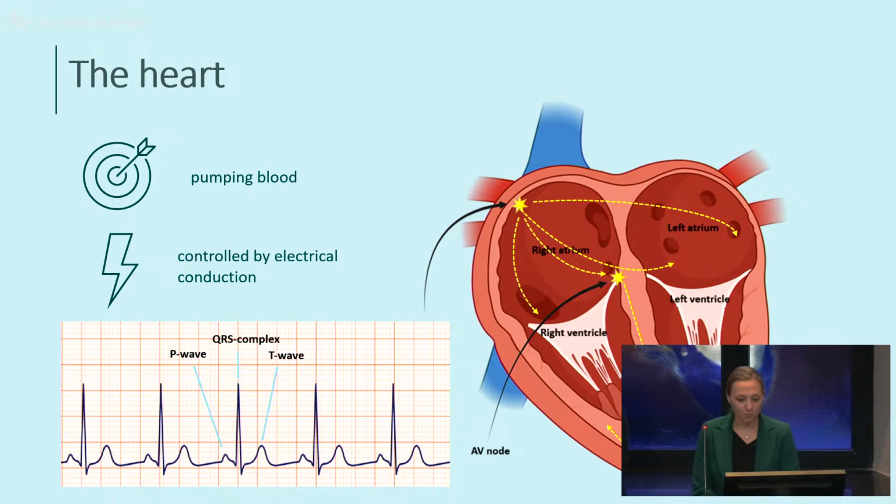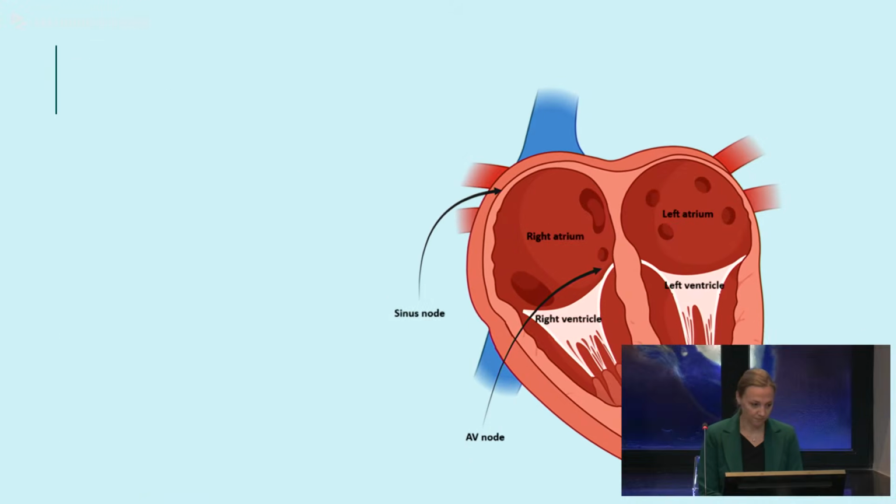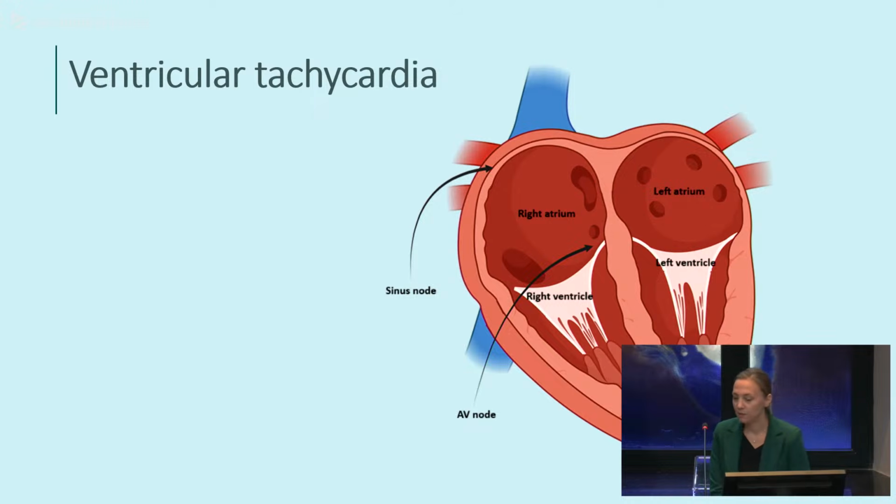On the electrogram on the bottom right, we can see the normal conduction pattern with the contractions of the atria with the P waves and the contraction of the ventricles with the QRS complexes. And this represents a regular heartbeat. When this electrical pathway is disturbed, rhythm disorders or arrhythmias can develop. In patients with heart failure, arrhythmias are common.